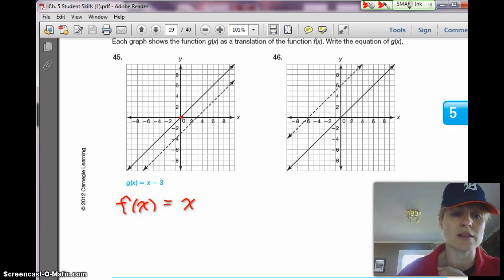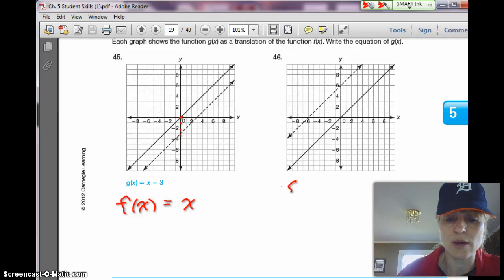So the equation of that line is going to be 1x, or 1x plus 0, which we could just write x. So then this is the translated version, so I can see that it went 1, 2, 3. It went down 3. So the translated equation was g of x equals x minus 3, because minus 3 brings the graph down 3 units. So let's look at this one first of all.